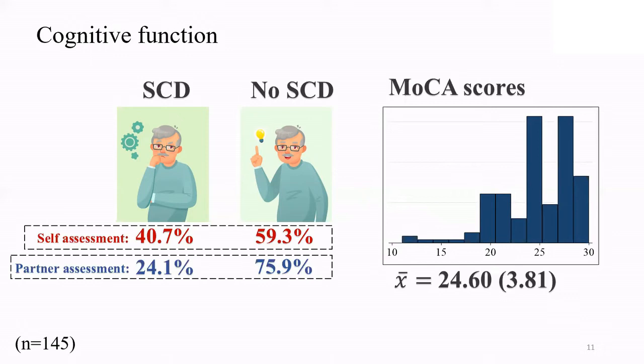Switching focus to the quote-unquote objective accounts of cognitive function as captured by the MOCA, we see here on the right that the average score was 24.6, which is on the higher end, but we also have an appreciable range of scores across the sample.